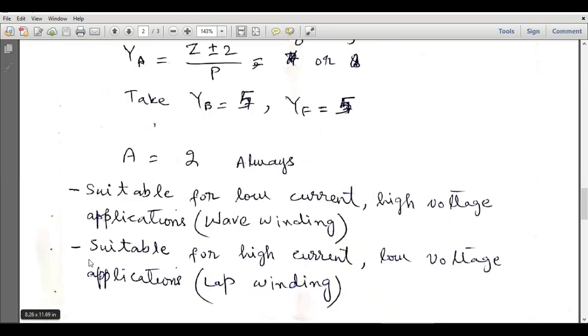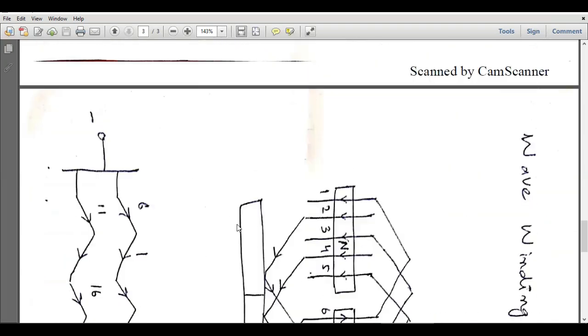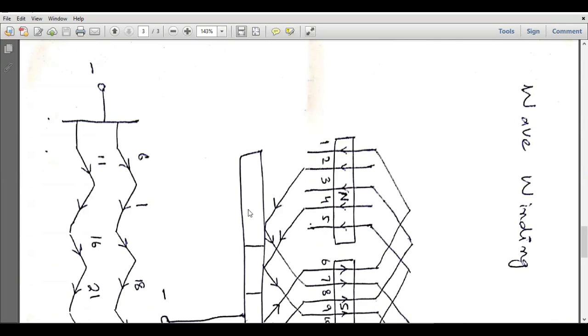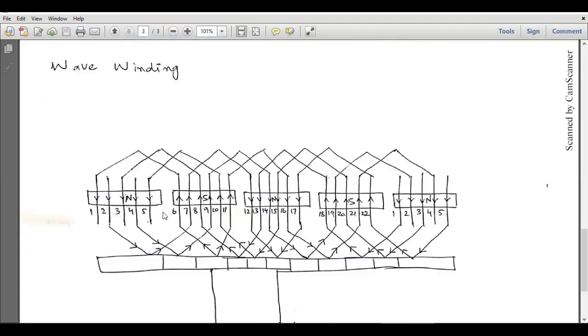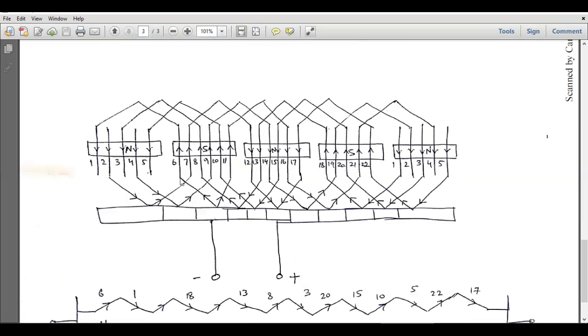In simplex wave winding, we will see that the total number of parallel paths is always equal to 2. We will check this at the end of our wave winding, right? So let's start performing the wave winding, starting from slot number 1. This is wave winding, and in this figure you can see that our front pitch is equal to 5 and back pitch is also equal to 5, and we have a total of 4 poles. This is the first north pole, and south pole, and this is again the first north pole.